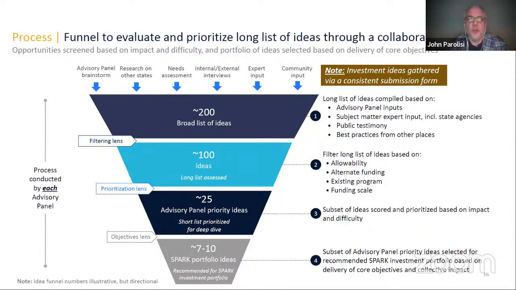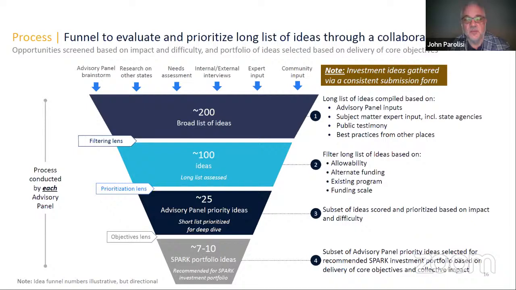This is a slide that really is looking at some of the things I just talked through, but from a graphical sense for each advisory panel. Also, one thing to keep in mind is that all the numbers on the slide are purely illustrative. They're just directional to make the point that each one of the panels is going to be receiving or themselves creating a list of ideas from a variety of sources, which includes the advisory panels themselves brainstorming, research on what other states are doing, needs assessments, internal and external interviews, community input. There have been listening sessions going on for months, expert input. There are a lot of inputs that will be feeding into that set of ideas.